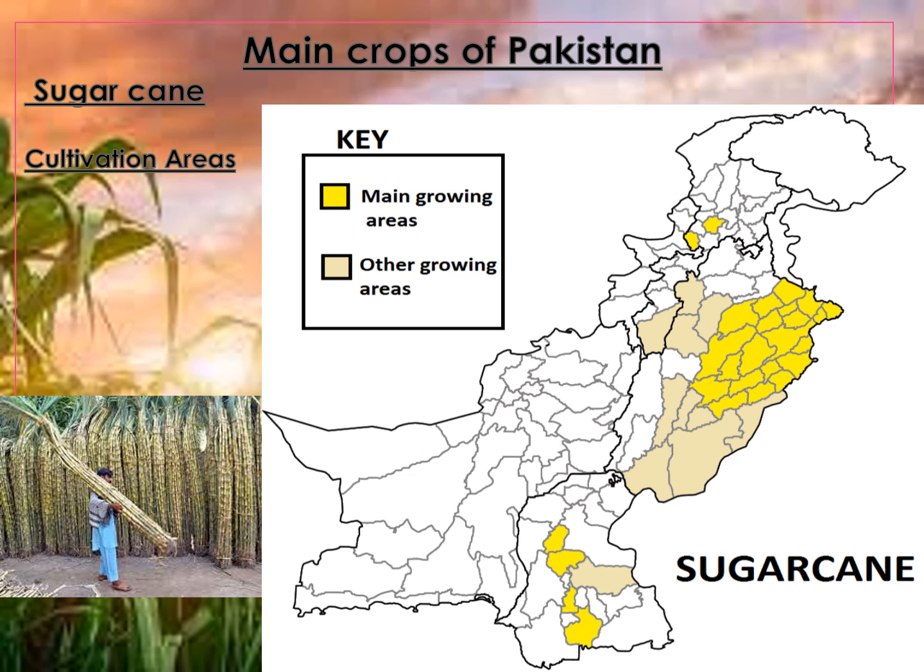You can see on the screen the main cultivation areas of sugarcane. There are several parts of Punjab like Kasur, Okara, Faisalabad and Rahim Yar Khan, in Sindh, Nawabshah, Naushahro Feroze and Hyderabad, and in KPK, Peshawar and Mardan are the main cultivation areas.